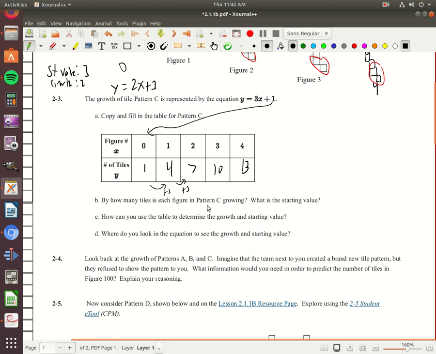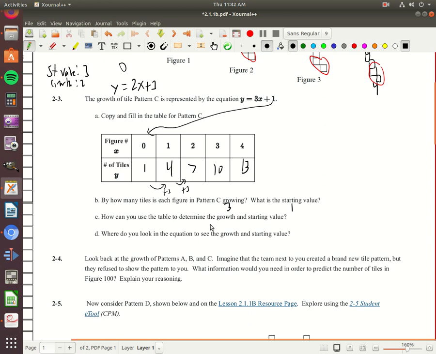So how many tiles is each figure in pattern C growing? The starting value is 1. How can you use a table to determine the growth and the starting value? Well, you can see that the growth is the difference from one term to the next, right? And just how much the y changes by. And the starting value is when x is 0.